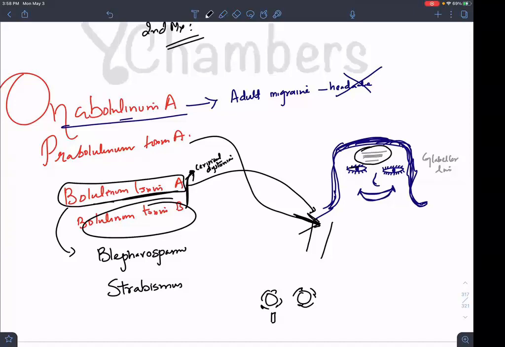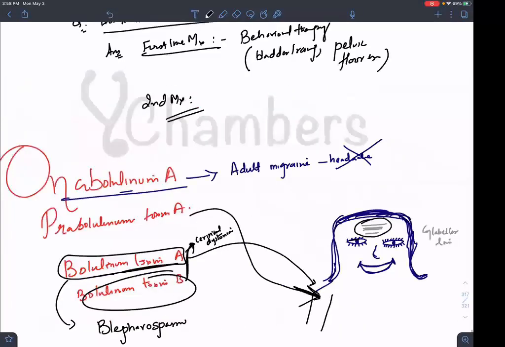So this botulinum toxin is for headache. And how often will you be giving it? You will be giving this injection every 12 weeks, according to the intensity.